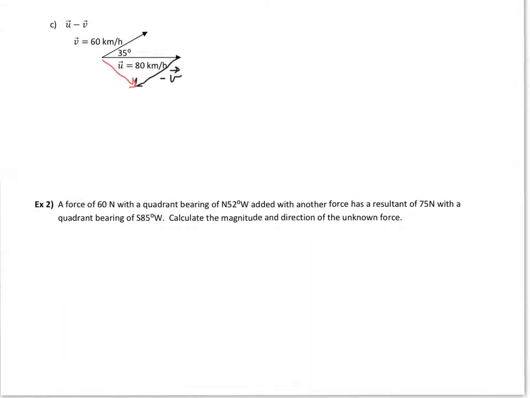Okay, just to set up the diagram, I've changed the direction of v to be the opposite, and I joined it up with the head of vector u. My resultant goes from the tail of vector u to the head of vector negative v.